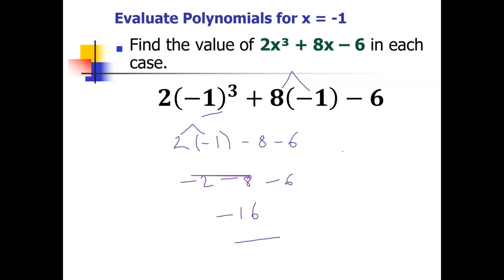So when you evaluate any polynomial, as far as you're changing the value of x, you will see the answer will be changed as well.